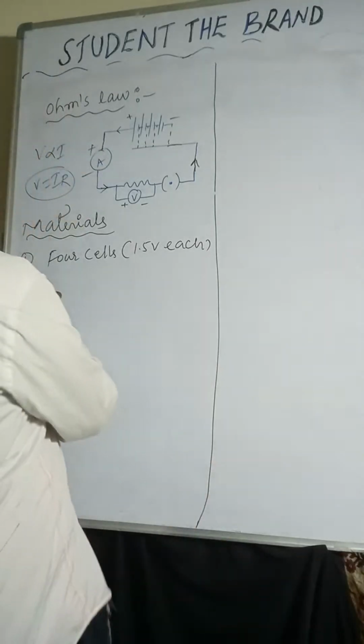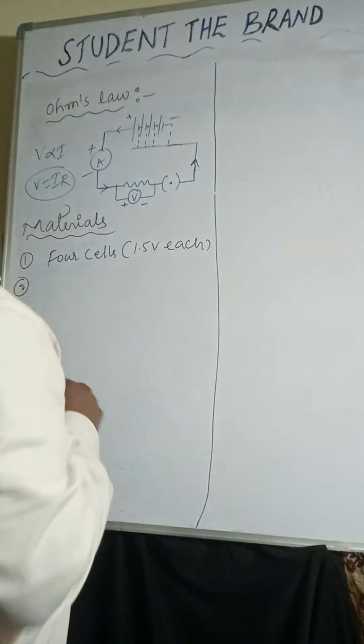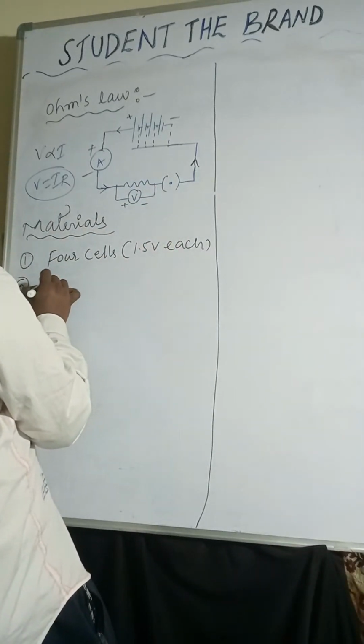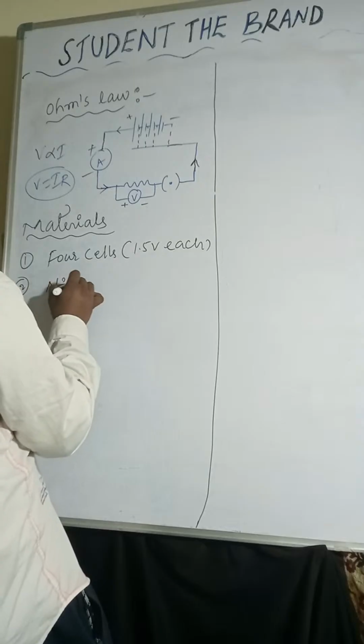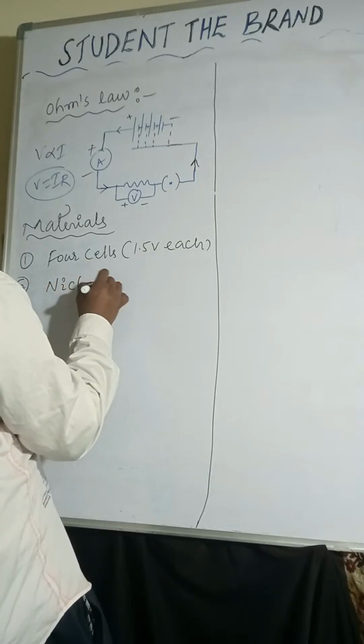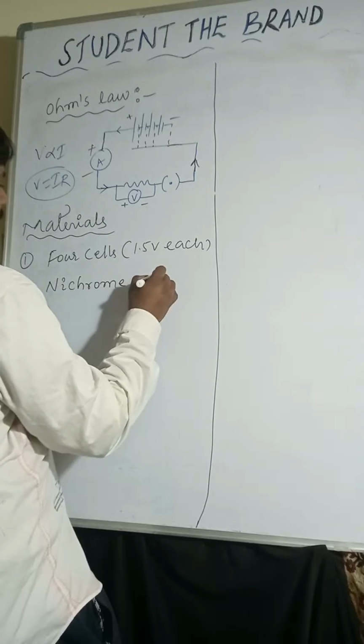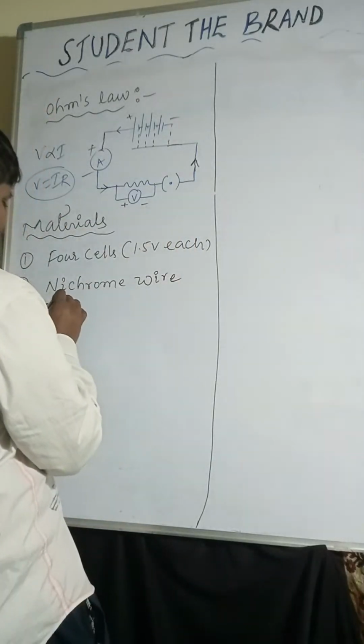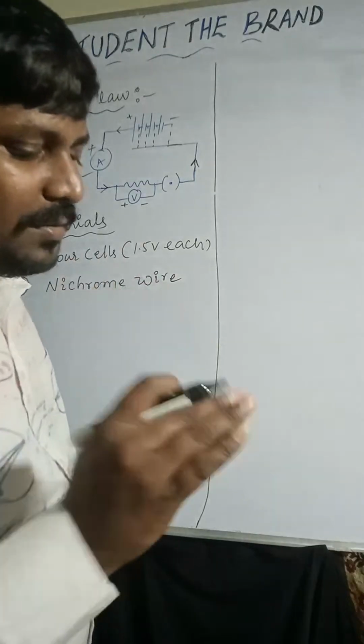Coming to the second one, we need a resistor. The resistor here is nichrome wire. Nichrome wire is an alloy. Babu, what is nichrome wire? Nichrome wire is an alloy of nickel, chromium, manganese.